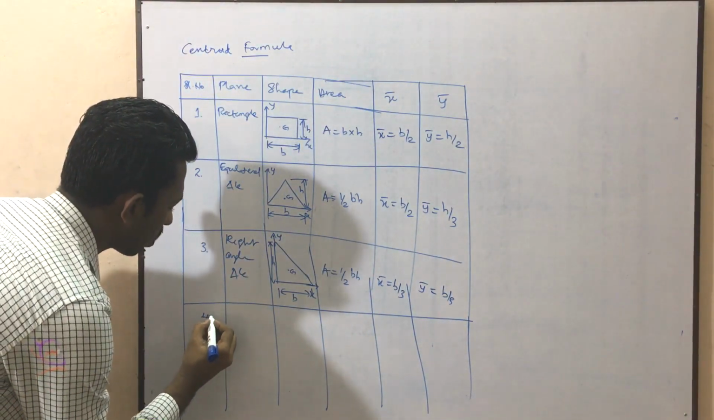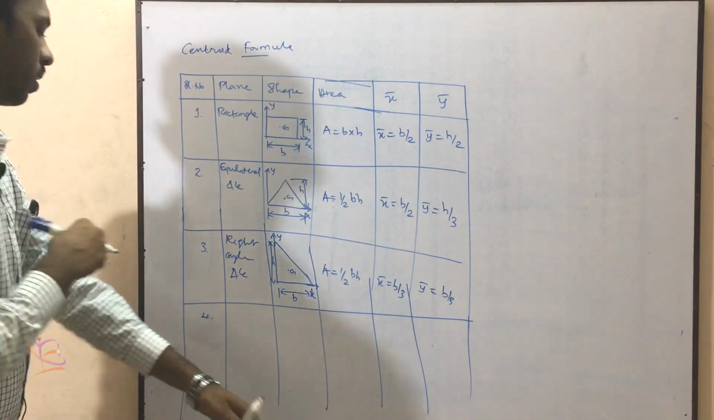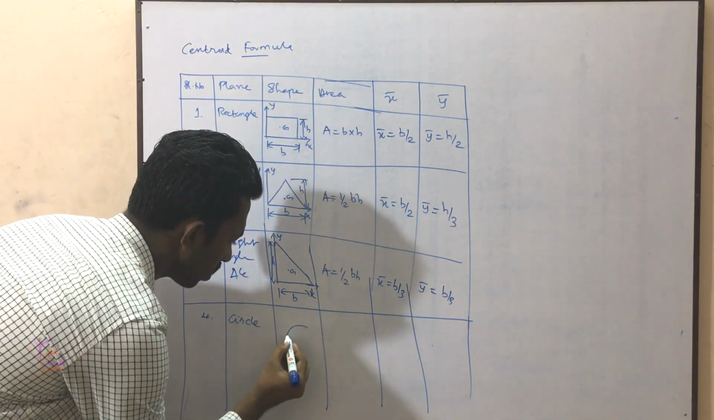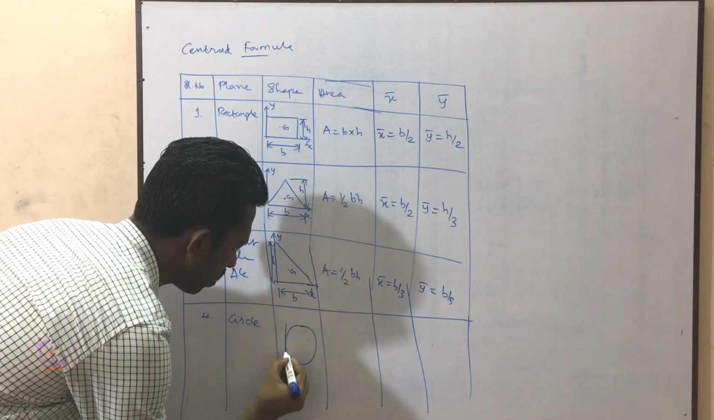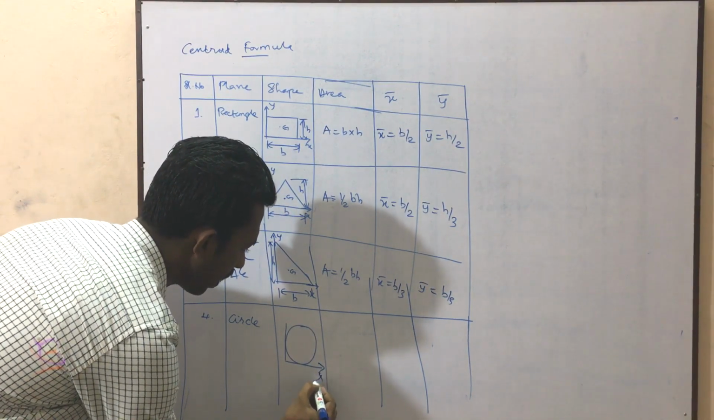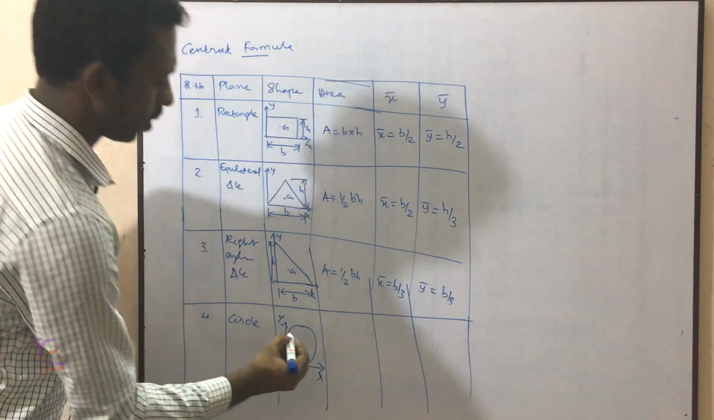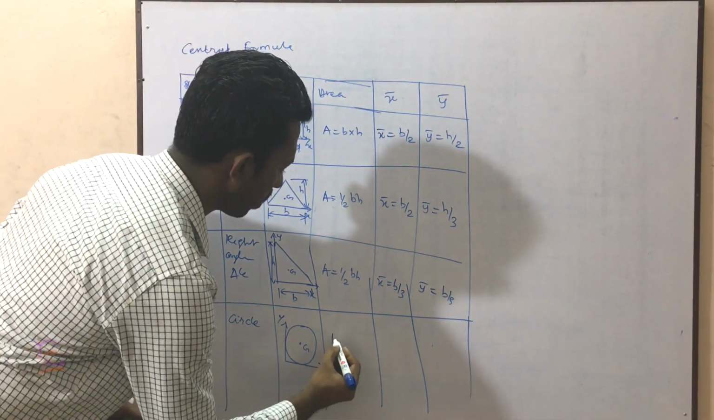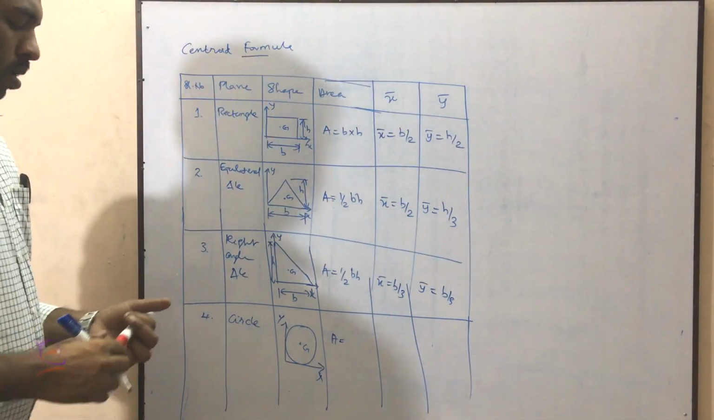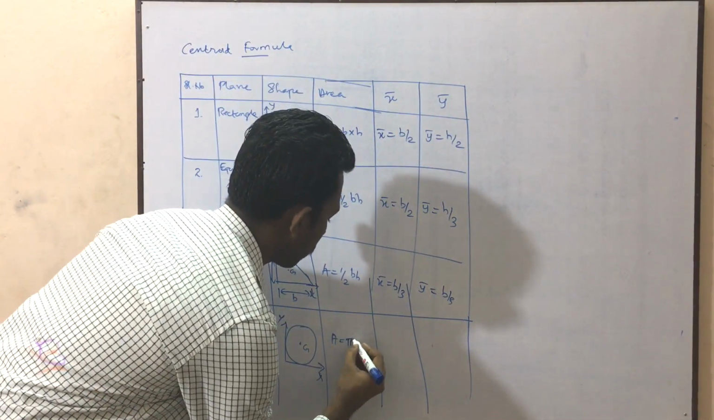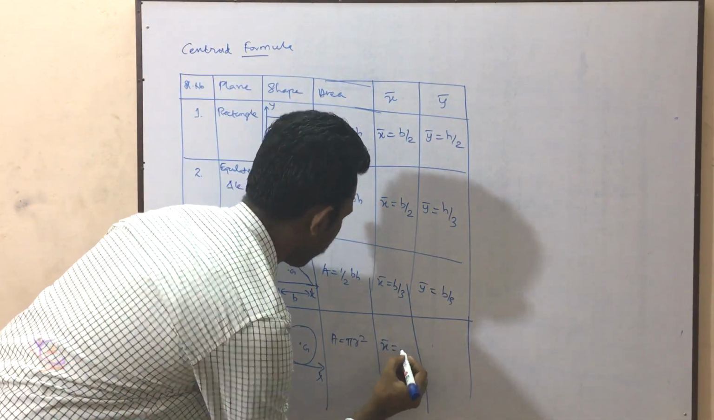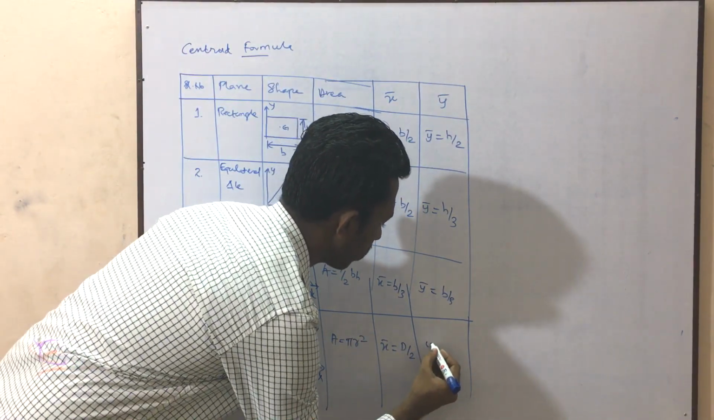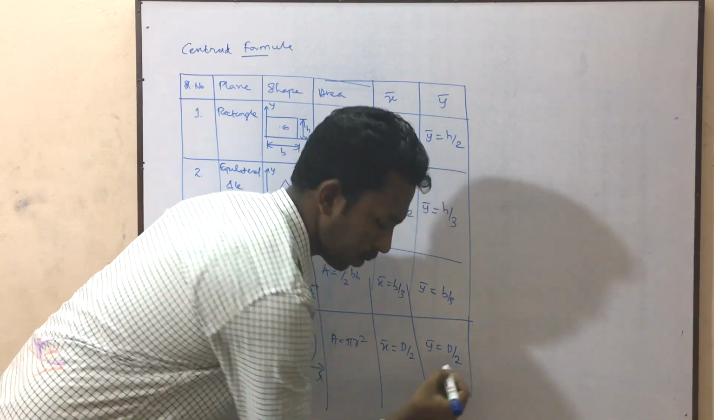The fourth one will be the circle. You can see a circle. This is x, this is y. The center of gravity will be at the center point. The area is equal to pi r square, and the x bar formula will be d by 2. Y bar is also d by 2.